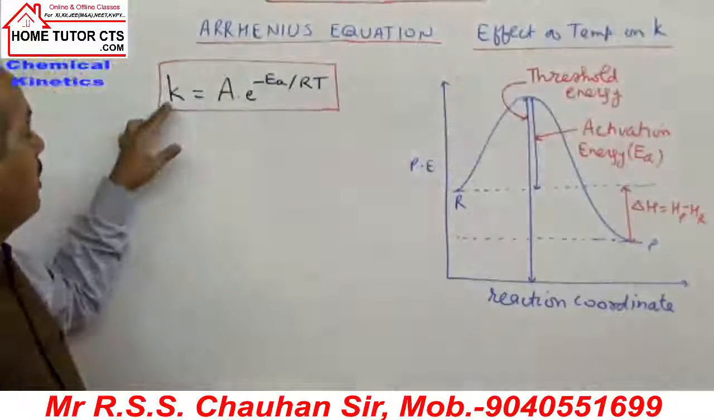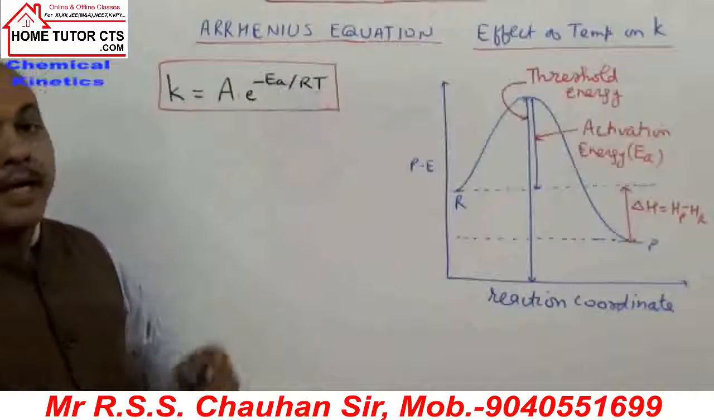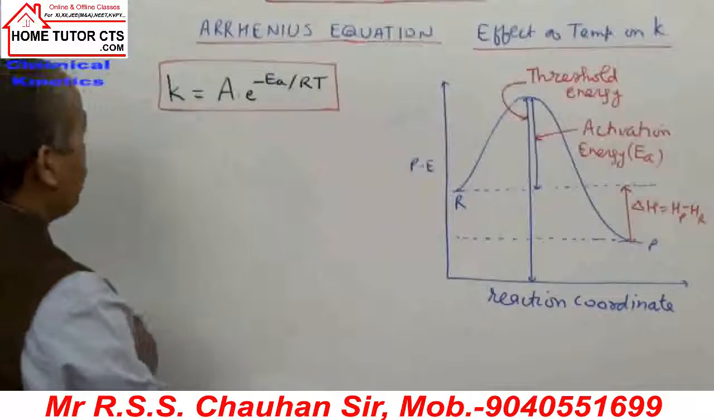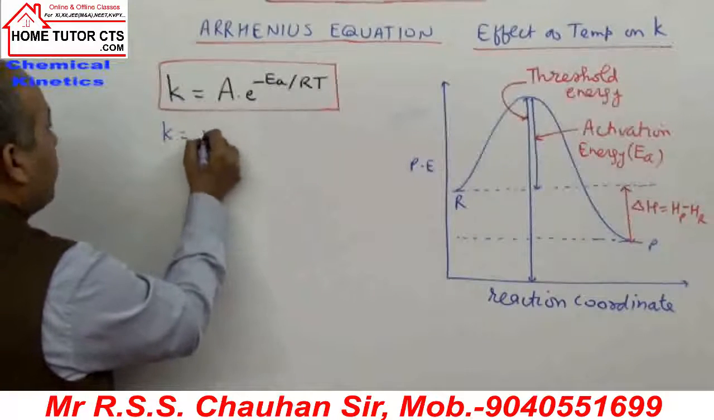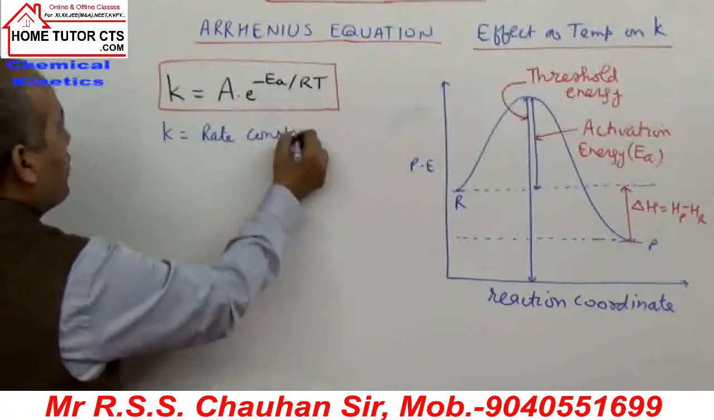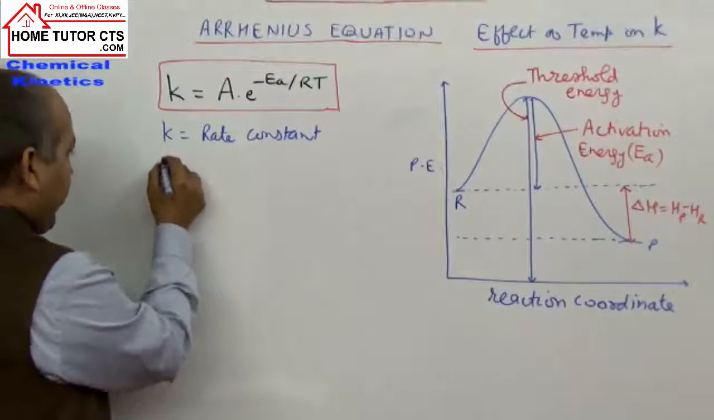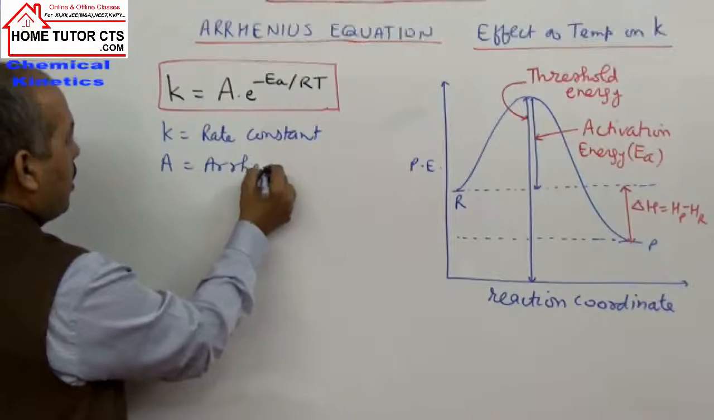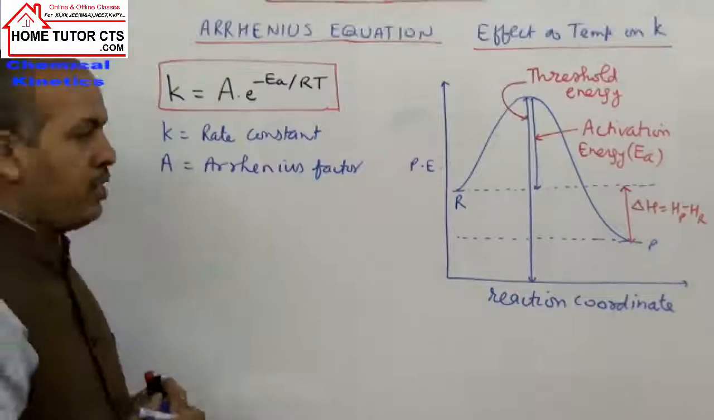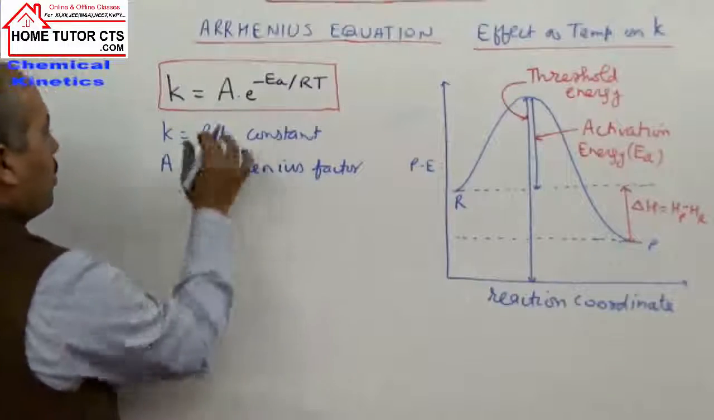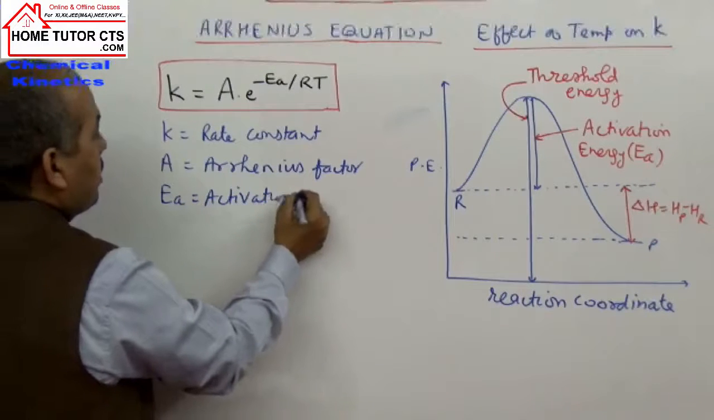What is the equation? The equation is given in the form K = A e^(-Ea/RT). In the given equation, K is called the rate constant of the reaction. It signifies the rate of reaction as well. A in the equation is called the Arrhenius factor, involving the molecule's proper orientation. I will explain this point in detail. And then Ea in the equation is called the activation energy.